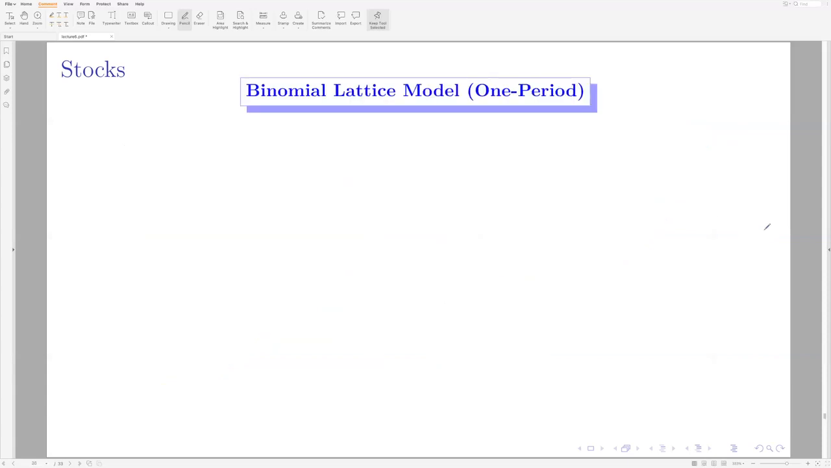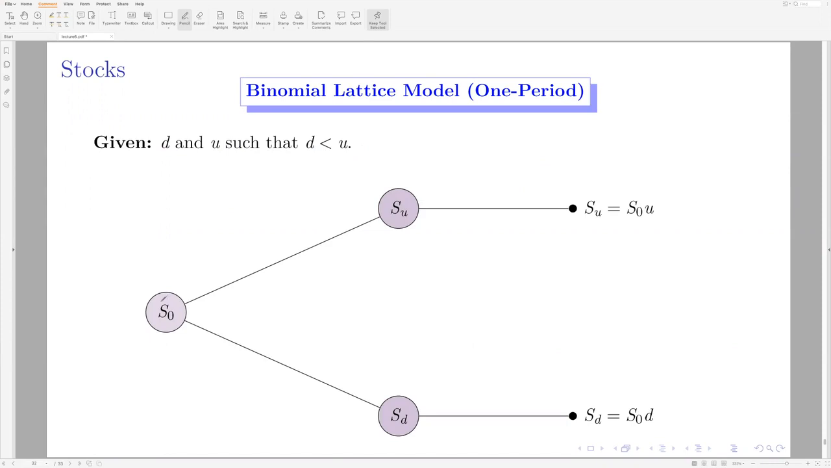And this is the basic idea behind what is called the binomial lattice model. We are given two parameters, D and U, such that D is less than U. Now, let S naught be the current price of the stock. Here you can see that we have completely forgotten how the stock was going in the past. So we never care about it. We only worry about how the future is going to be.